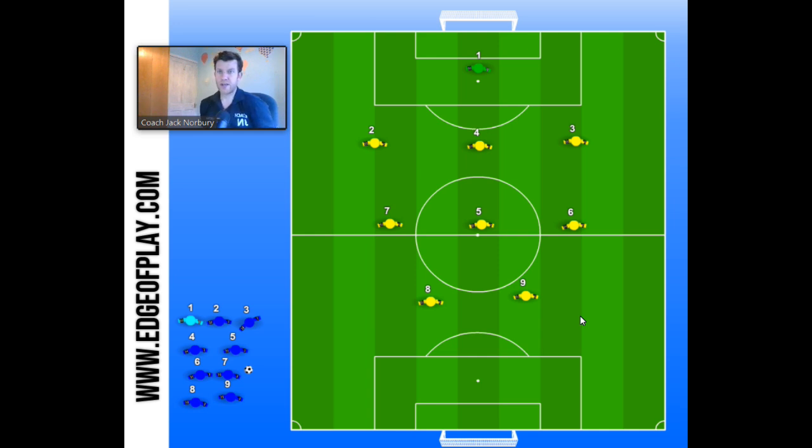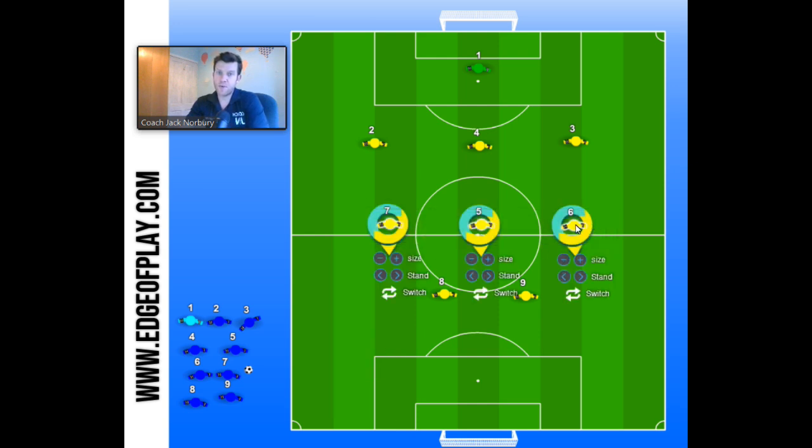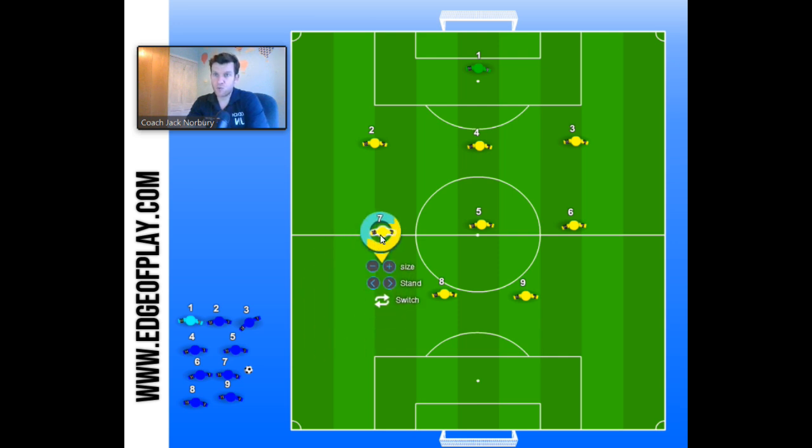Let's look at some of the challenges you may face with this system though. So I mentioned before about your forwards making these channel runs, but without that you can lack advanced width. Because you've got this midfield unit working together, you're expecting your 7 and 6 to give you that advanced width as you build possession or in transition, getting there as quickly as they can, giving us that width either side.